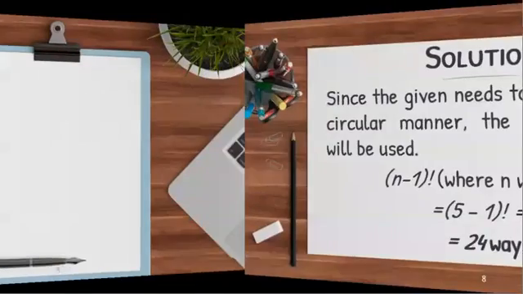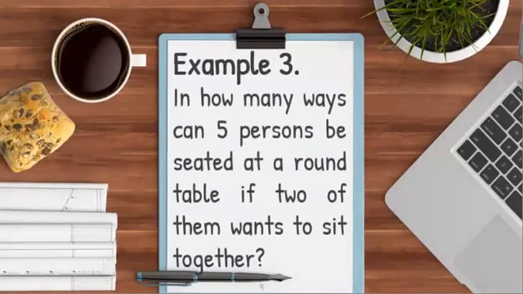And last example po natin for cyclic permutation. This one is a bit complex po kung ikukumpara po natin sa nauna natin dalawang examples. So let's read the problem. In how many ways can 5 persons be seated at a round table if 2 of them want to always sit together? So kanina po, 5 persons lang ang i-arrange natin sa isang round table. But this time, ganun pa rin po yung gagawin natin, pero may condition po tayo dyan na kung saan yung dalawang tao po ay kailangan palagi po silang magkatabi.